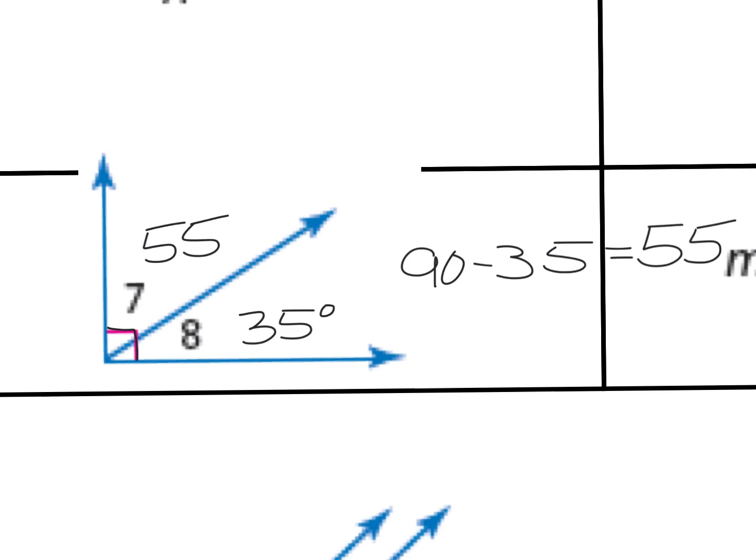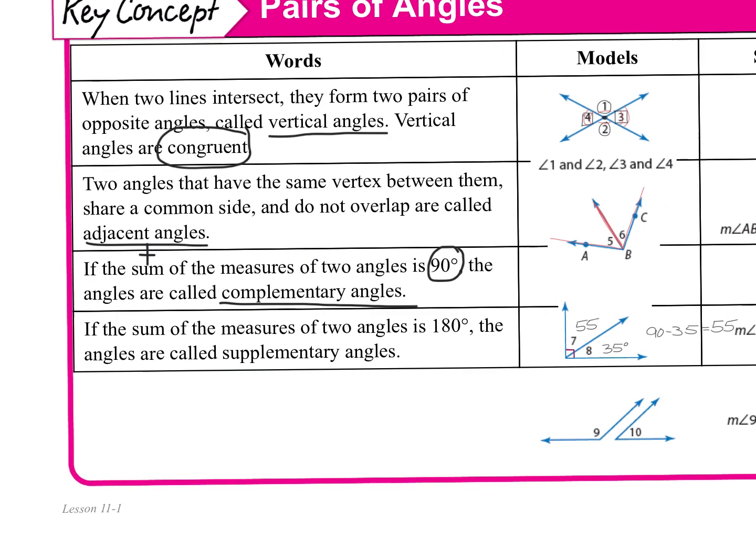How can you check if you got it right? What should these two add up to? 90, right? So, what is the measure of a complementary angle? 90. What's the measure of a complementary angle? 90.